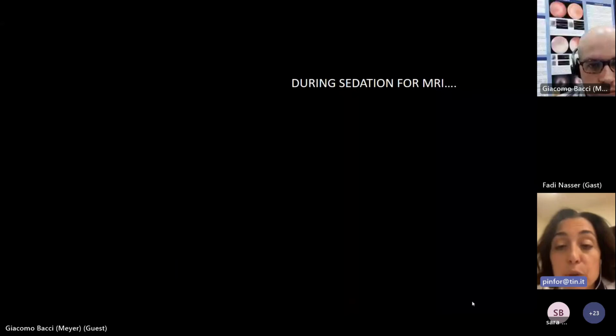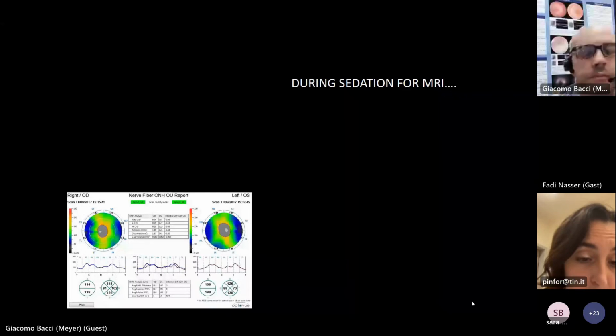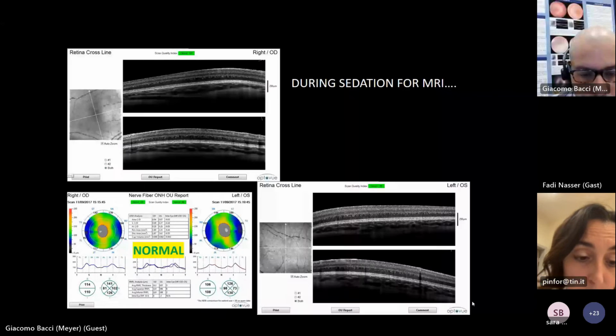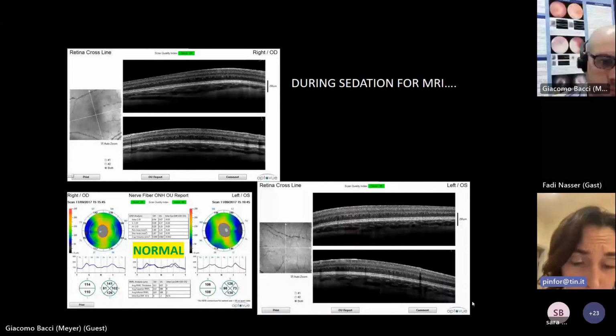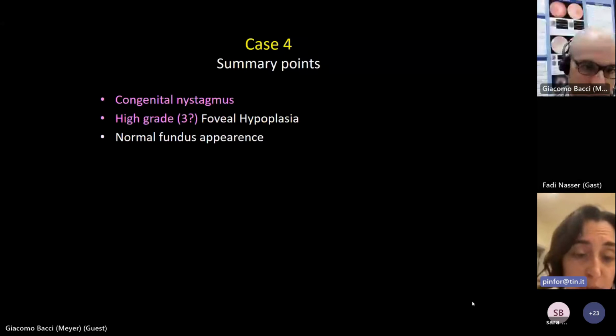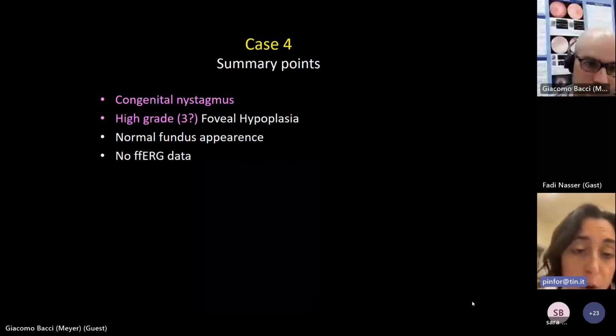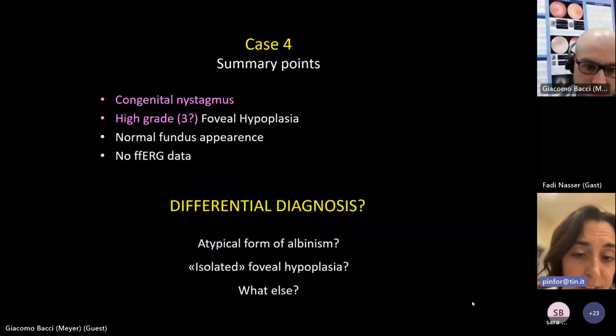During the sedation for MRI, we also find with the OCT exam foveal hypoplasia, but a normal nerve fiber. Summary: congenital nystagmus, high grade of foveal hypoplasia, normal fundus appearance, no fulfilled ERG data, and in this case, the differential diagnosis is atypical form albinism, isolated foveal hypoplasia, or what else?